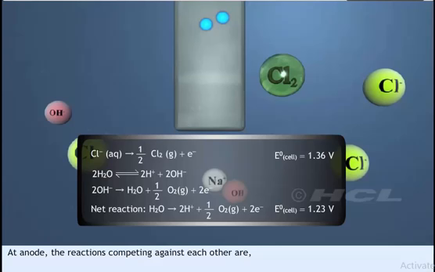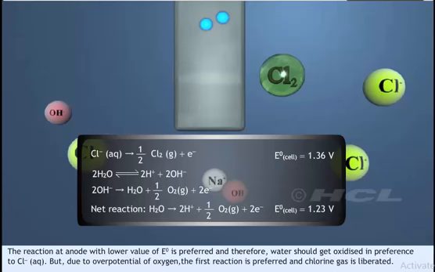2H2O giving 2H+ and 2OH- aqueous. And the 2OH- further give H2O and 1/2 O2 with 2 electrons. The net reaction becomes H2O giving 2H+ plus 1/2 O2 gas plus 2 electrons. The standard potential for this reaction being 1.23 volts. The reaction at anode with lower value of E0 is preferred, and therefore water should get oxidized in preference to Cl- aqueous. But due to overpotential of oxygen, the first reaction is preferred and chlorine gas is liberated.